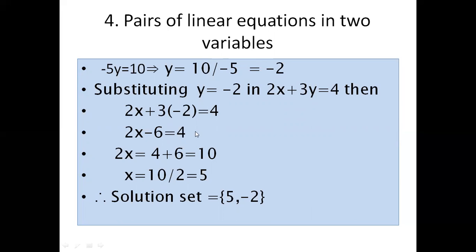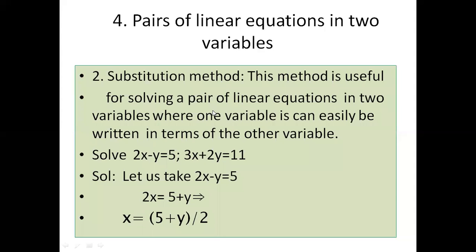Substitute this y value in either the first equation or the second equation. I substituted it in the 2x plus 3y is equal to 4. Then 2x plus 3 into minus 2 is equal to 4. Then 2x, 3 twos are 6, minus 6 is equal to 4. Now transfer this minus 6 to the other side. 2x is equal to 4 plus 6, that is 10, and then x is equal to 10 by 2, that is 5. So the solution set, that means the values of x and y, are x is equal to 5 and y is equal to minus 2.